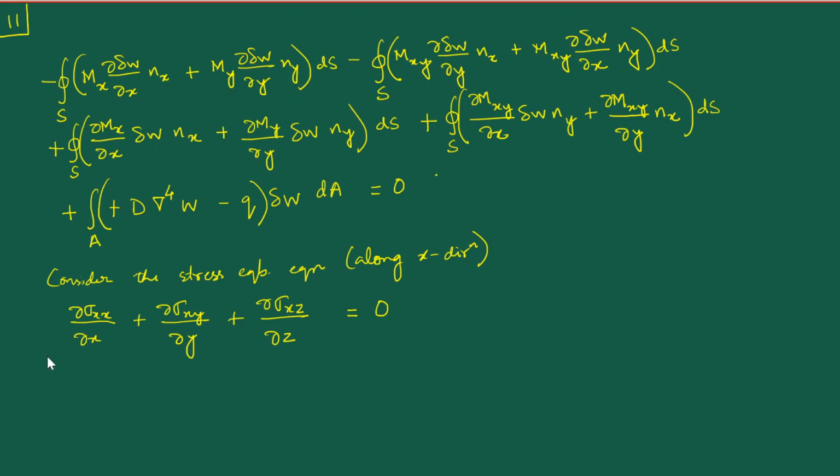So what I'm going to do here is multiply all these terms by z. And then I'm going to integrate with respect to z from minus h by 2 to h by 2.